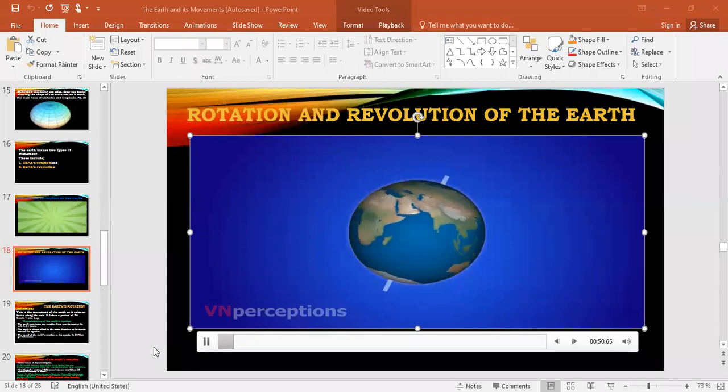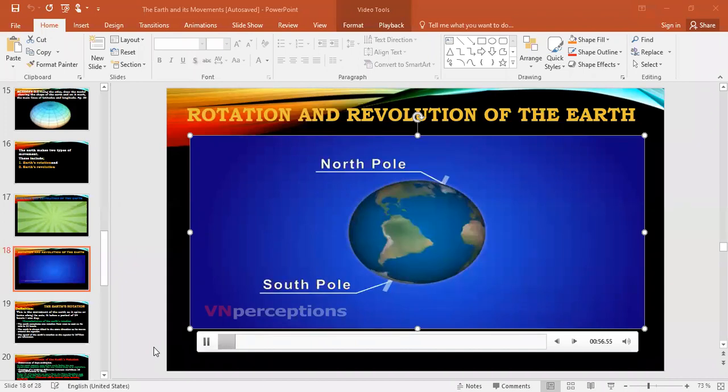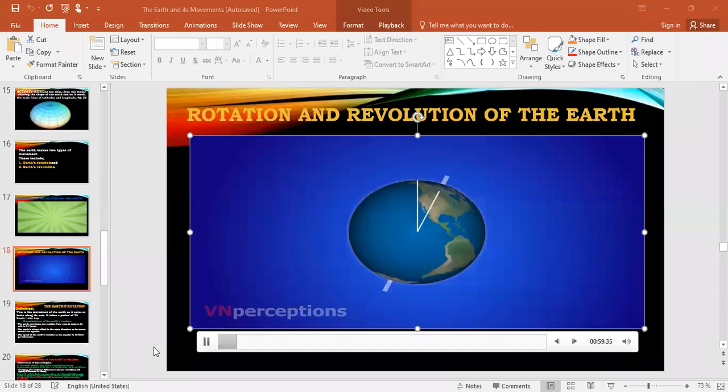The axis of the earth is an imaginary line passing through the center of the earth, as it does on the globe. The two endpoints through which the axis passes are known as the North Pole and South Pole. The axis is tilted at an angle of 23.5 degrees from the vertical. This means that if a line were drawn parallel to the plane of the Earth's orbit, the Earth's axis would make an angle of 66.5 degrees to this line.